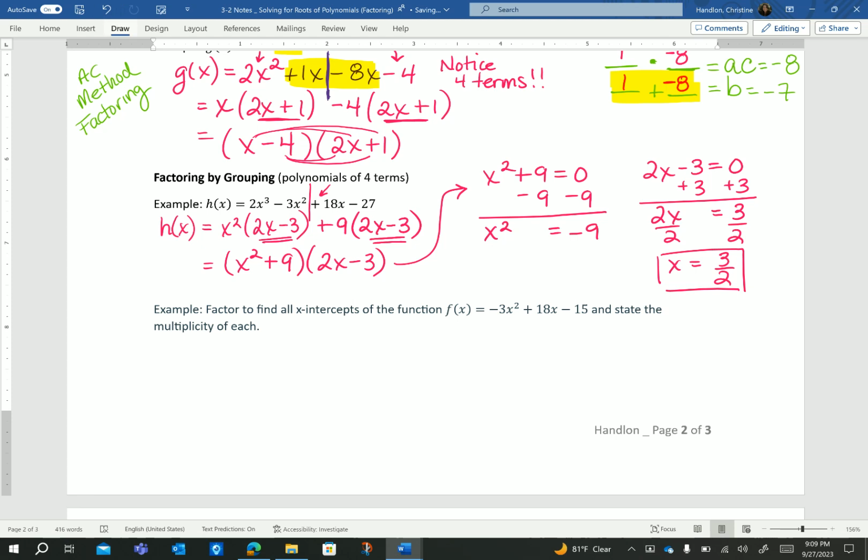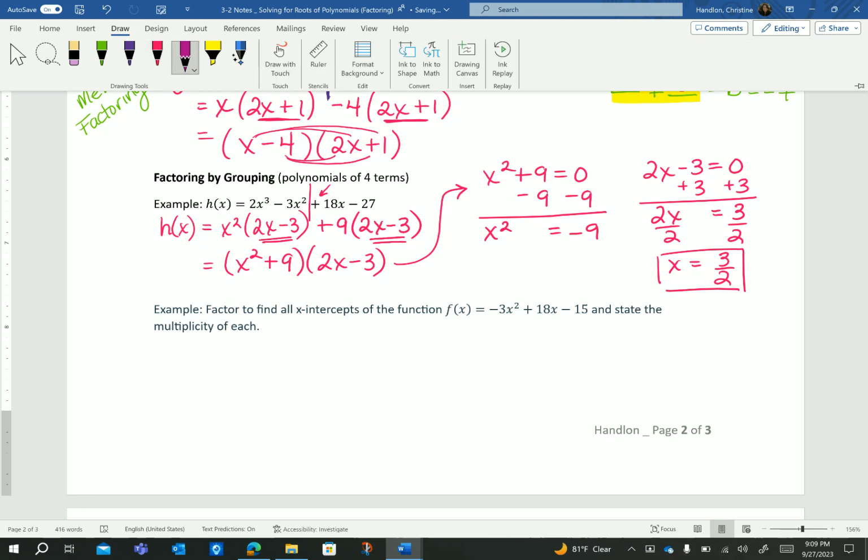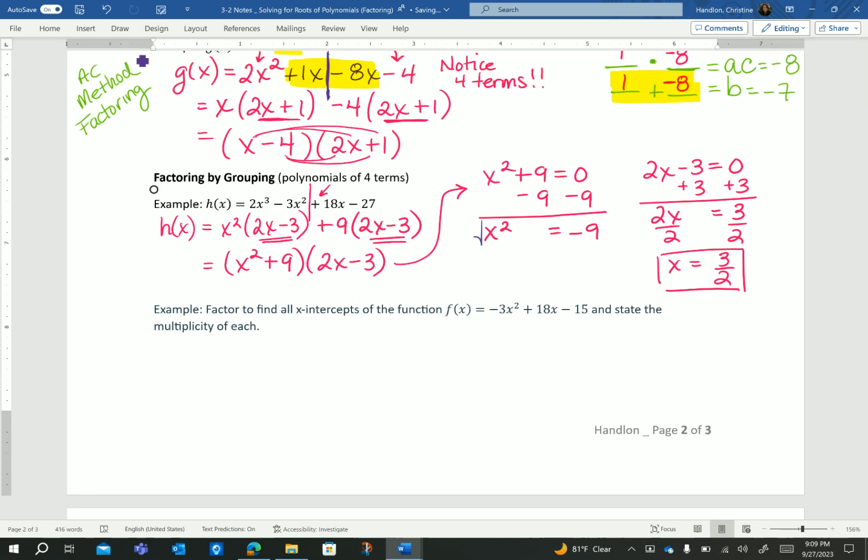Another way you can think of it too is if I square rooted both sides, okay? If I square rooted this side and I square rooted this side, you're going to get x equals plus minus, but the square root of negative 9 is actually what we say 3i. It's a complex number. So these are non-real. So you will not put these answers in Delta Math, okay?